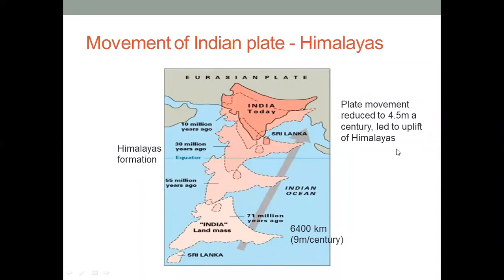Now the plate movement has reduced to 4.5 meters per century. Previously it was 9 meters per century, because no such collision had happened. Now, since the plates are colliding with each other, the plate movement velocity is reduced to 4.5 meters per century. Because of this movement only, the height of the Himalaya is lifted; due to this collision only, the Himalaya is formed, and right now it is being increased every year.